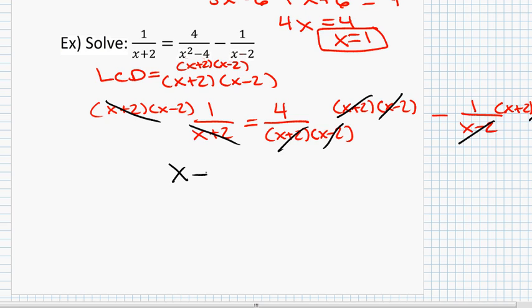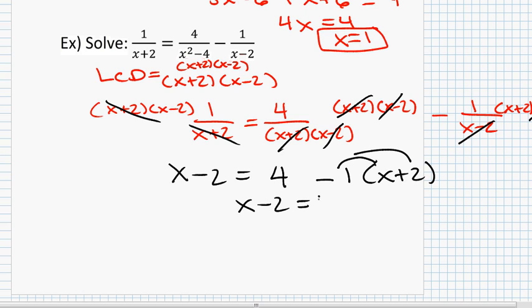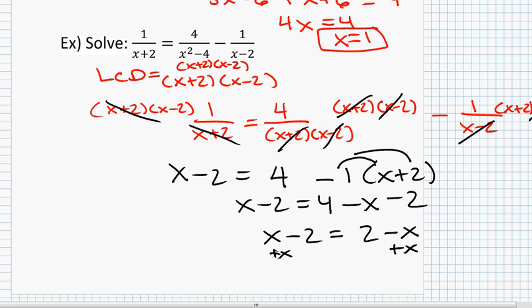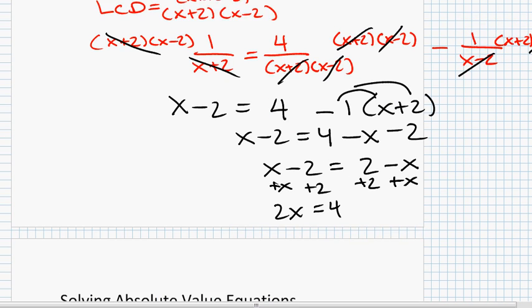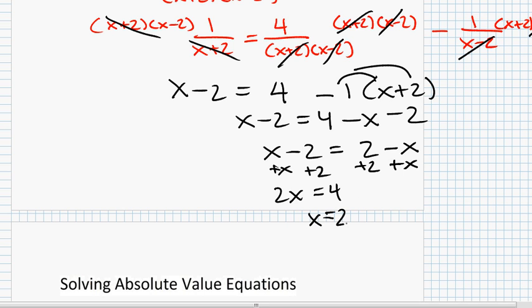So you're left with x minus 2 equals 4 minus 1 times x plus 2. Now remember, you got to distribute this negative sign. So x minus 2 equals 4 minus x minus 2. X minus 2 equals 2 minus x. So then we add x both sides. So we get 2x. Add 2. So you get 2x equals 4. And that means x equals 2.